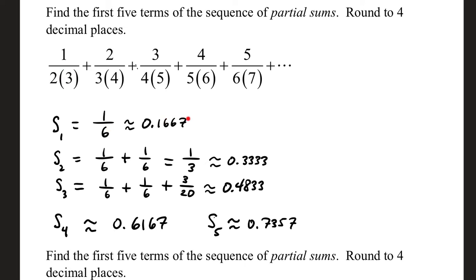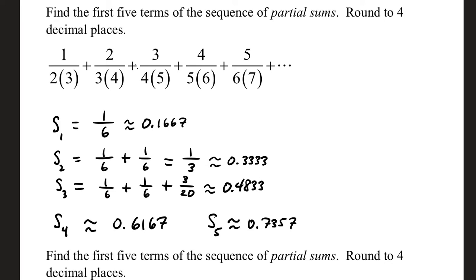And I went ahead and rounded these to four decimal places. That's what you're asked to do in WebAssign. S sub 2 is the sum of the first two terms. So that's 1/6 plus 2/12, which is another 1/6. That's 1/3 in decimal form. S sub 3 is the sum of the first three terms. So that's 1/6 plus 1/6 plus 3/20, and so forth.